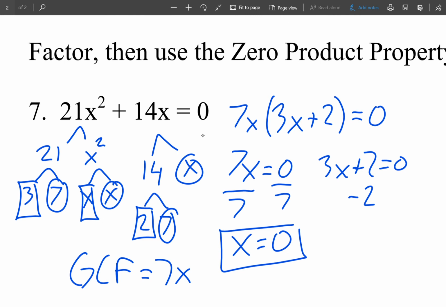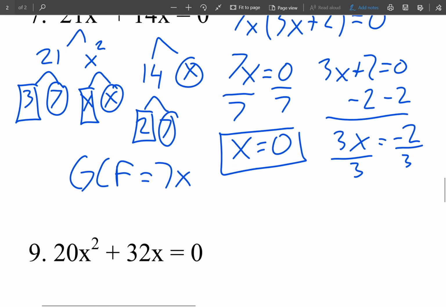I'm sorry, that is a 2. This gives me 3x equals negative 2. And then if I divide by 3, I get x equals the fraction negative 2 over 3.